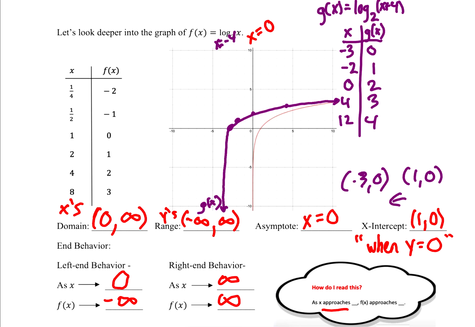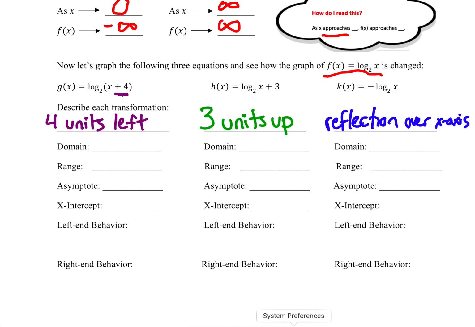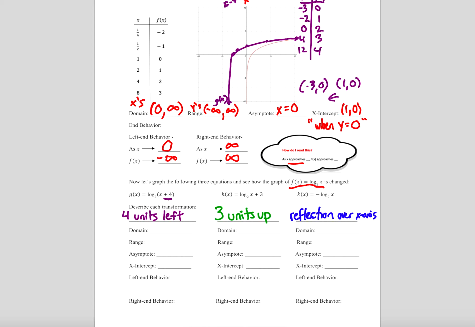Okay, so let's do the domain, the range, the asymptote for g of x. If I look at g of x, I think maybe the easiest thing to see here is the asymptote. So the asymptote is no longer x equals 0. It's going to the left 4. So 0 minus 4 would be -4. It's not going to cross -4. So it's not going to cross x equals -4. That would be our asymptote.